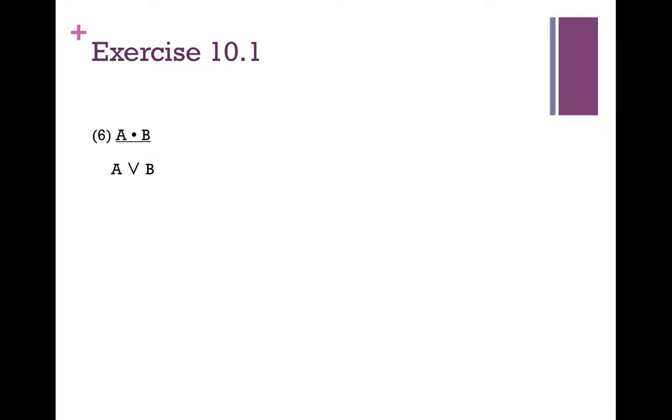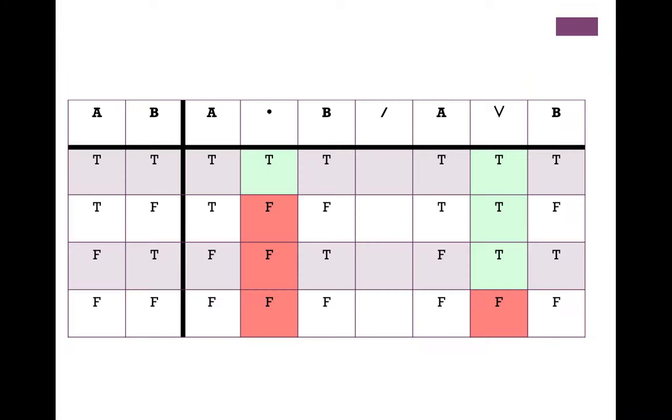Exercise 10.1, problem number 6, your argument is A and B, therefore A or B. I'm going to show you the truth table here, and here we have our premise 1, A and B, we have our forward slash, and then we have A or B, and here are the truth values for the main connective of the premise, and here are the truth values for the main connective of the conclusion. As you see, here is true and true, and once you see a false premise, you can disregard that row, because what we're looking to prove is invalidity, and we have to have the premises be true.